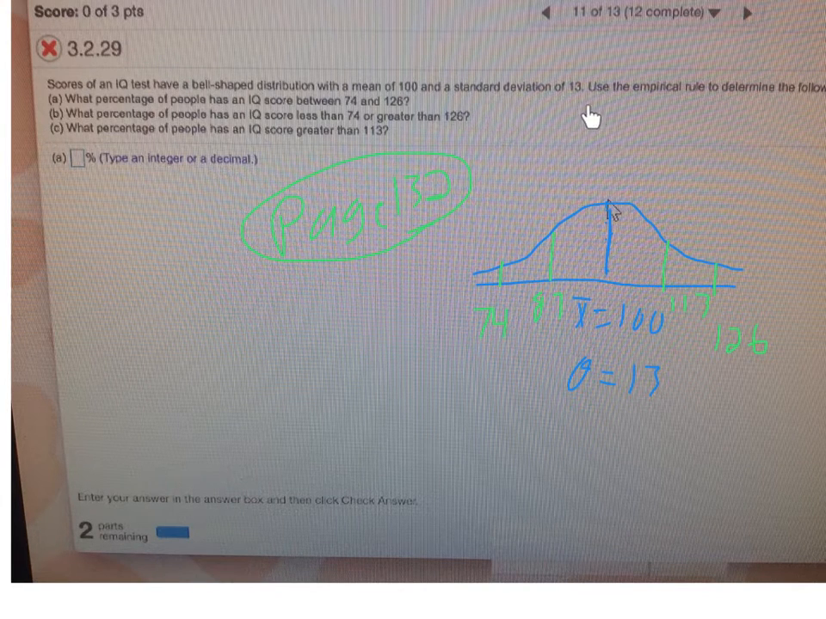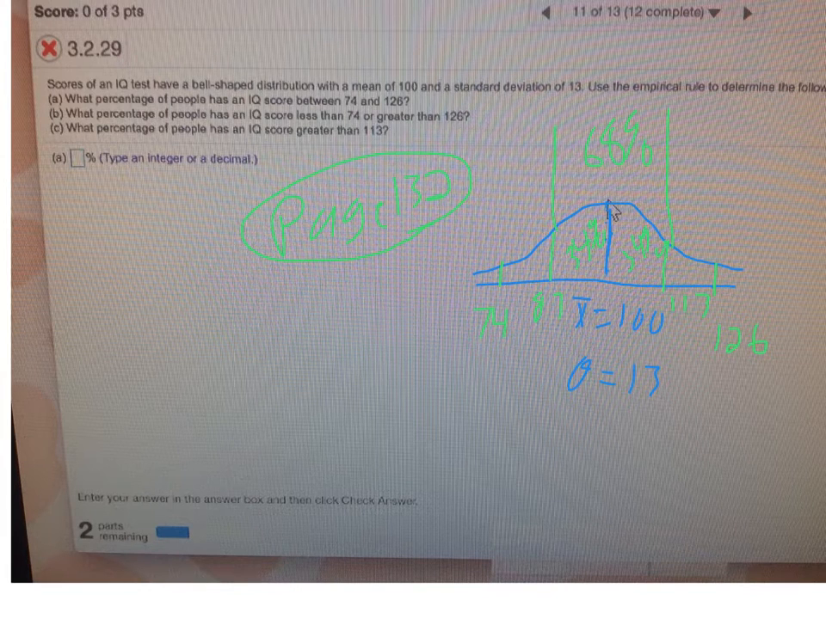The empirical rule says that within one standard deviation is 68% of the data. So from here to here, you have 68% of the data, and half of it would be here, 34%, the other half would be here, 34%.